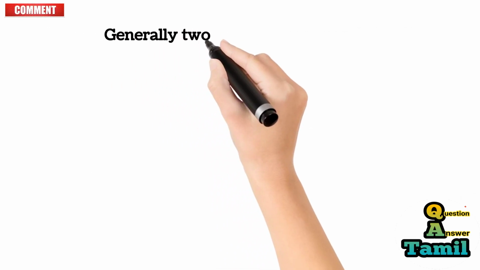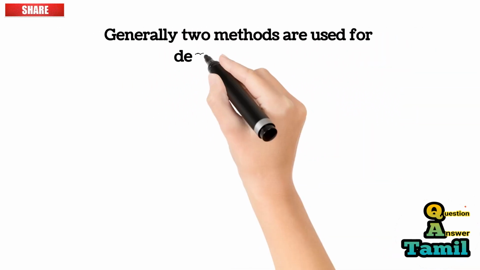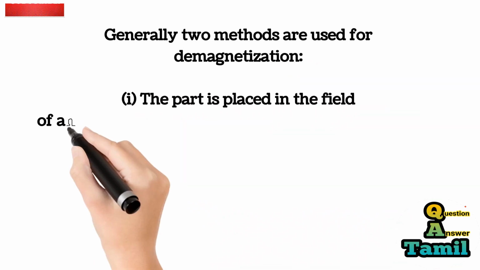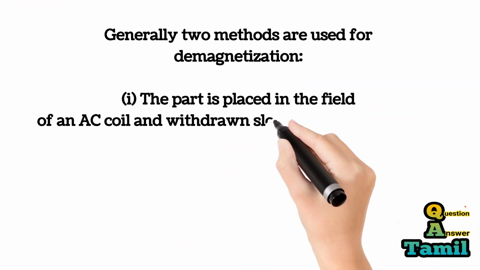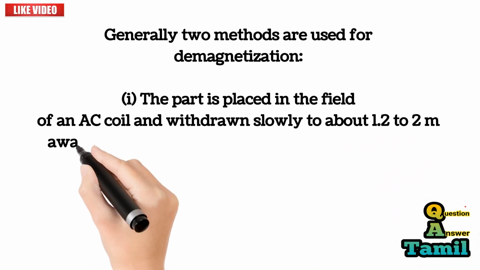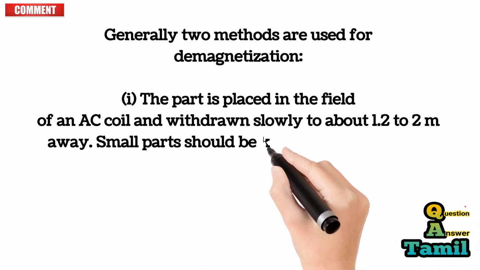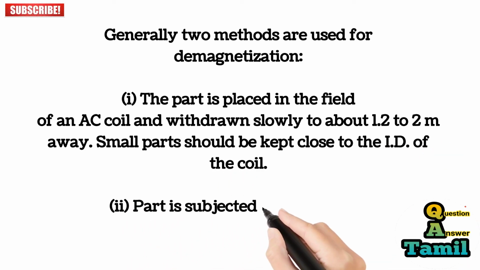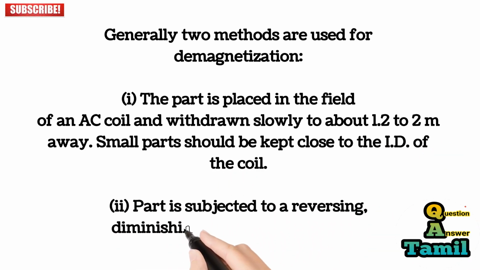Generally, two methods are used for demagnetization. 1. The part is placed in the field of an AC coil and withdrawn slowly to about 1.2 to 2 meters away. Small parts should be kept close to the ID of the coil. 2. Each part is subjected to a reversing, diminishing DC or HWDC current.